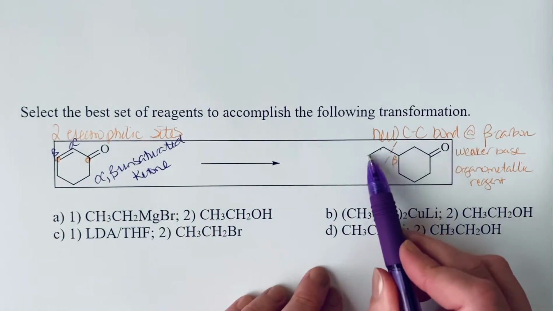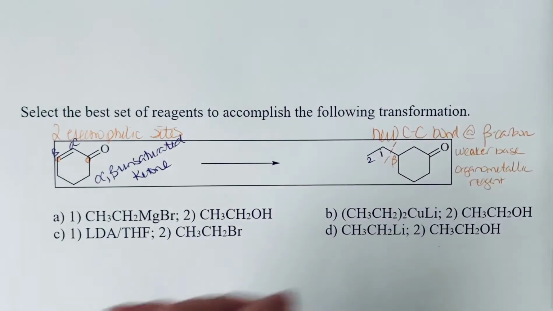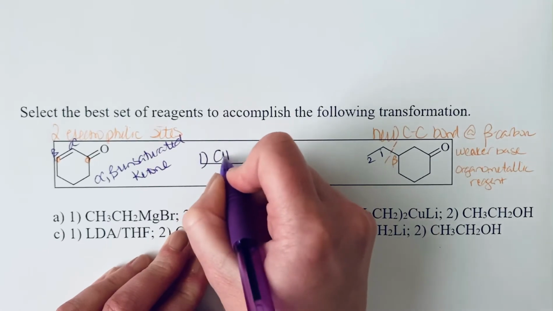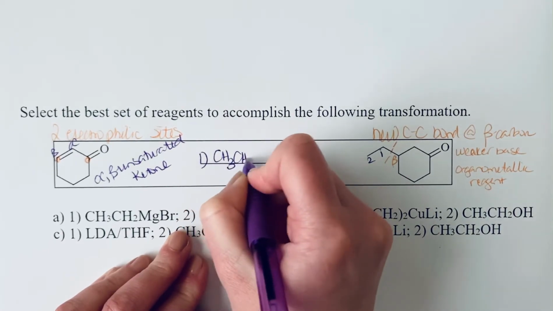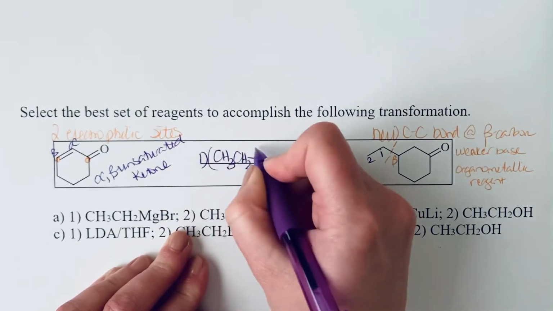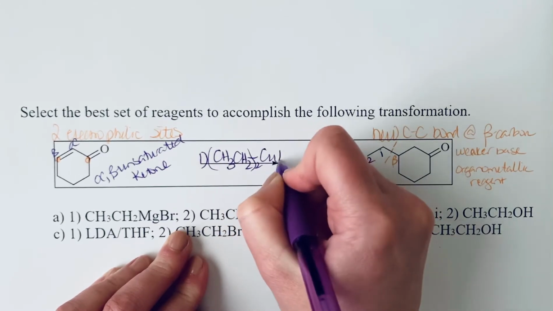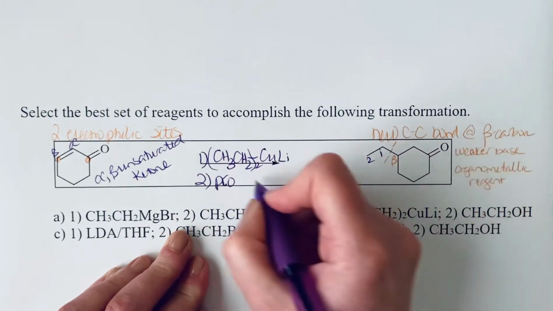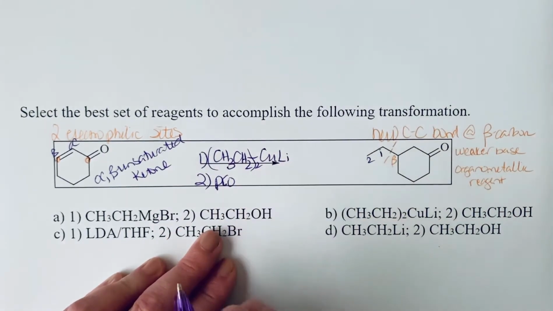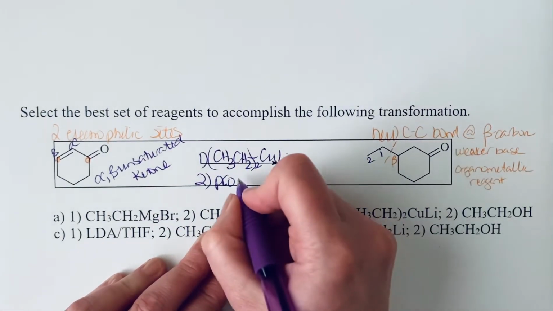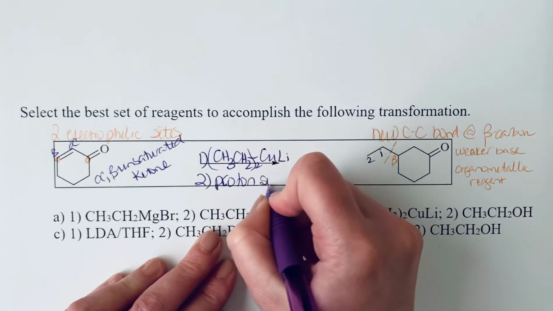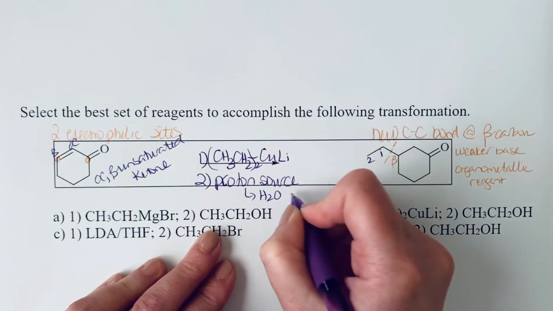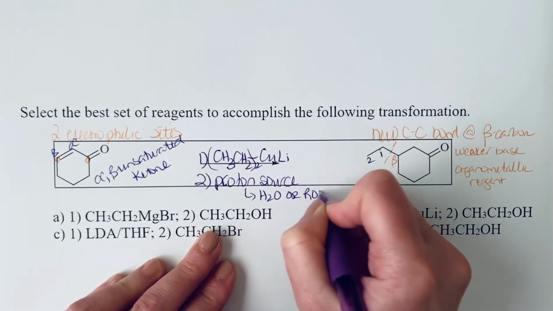And so we're adding 2 carbon atoms. That means it's an ethyl group. So as our first step, we would want to have the diethyl cuprate. And in the second step, we want to add some sort of proton source, because initially you will have an enolate. And so that proton source would be something like water or an alcohol.